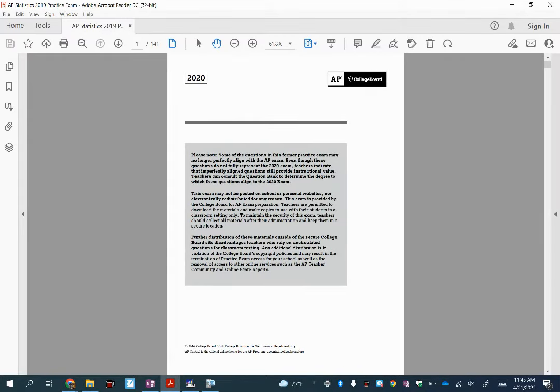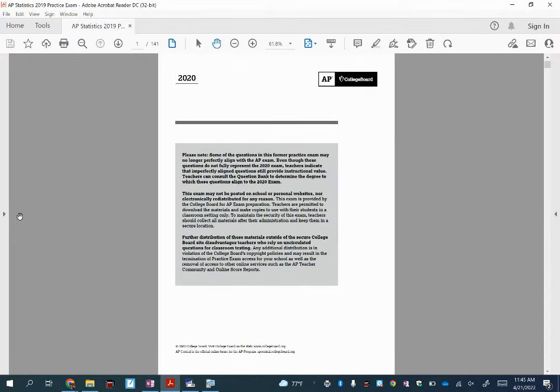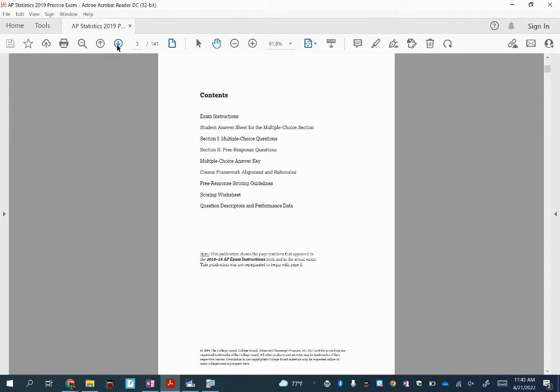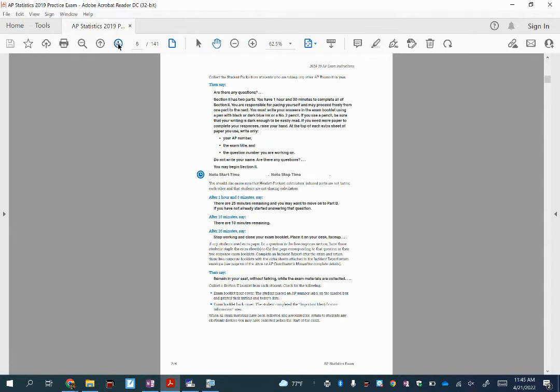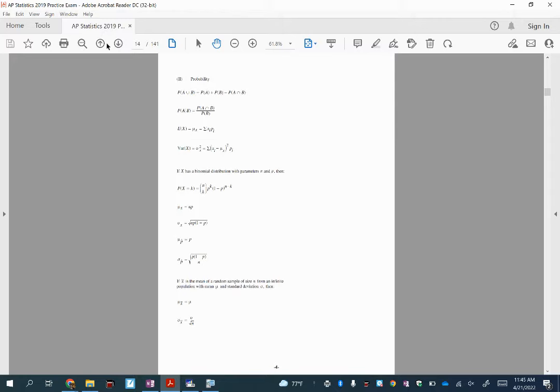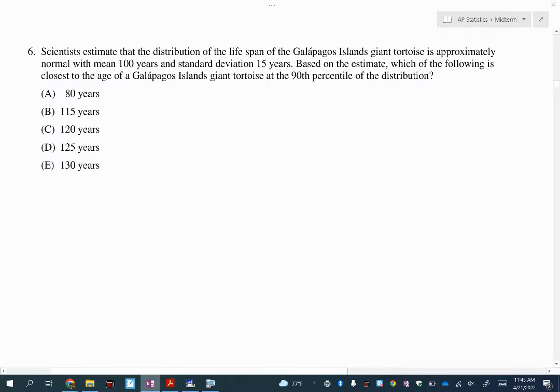I'm just opening up the formula sheet because I'm going to need it here in a moment. There it is. Okay. All right. So number 6.